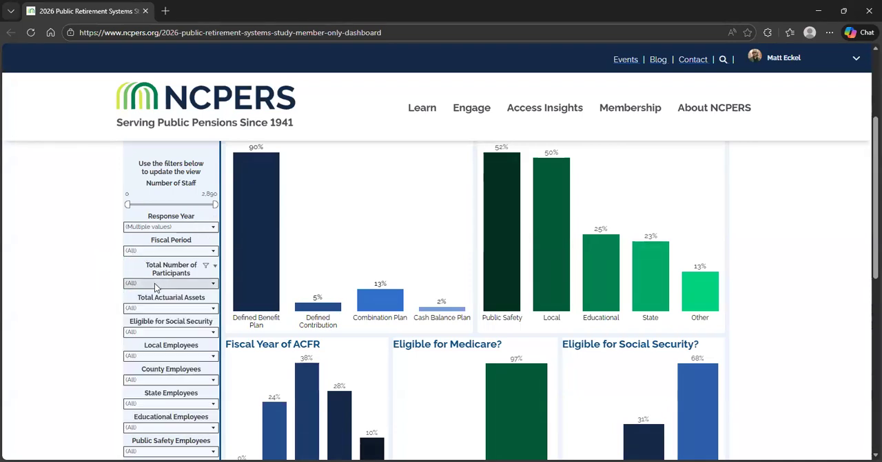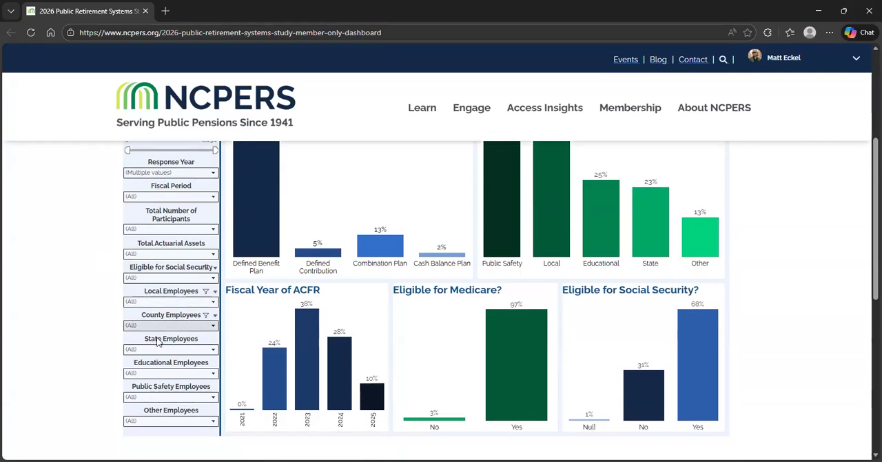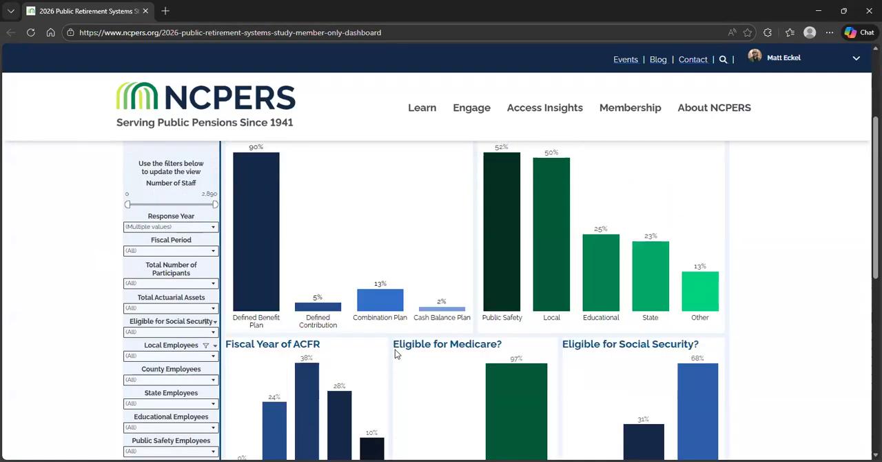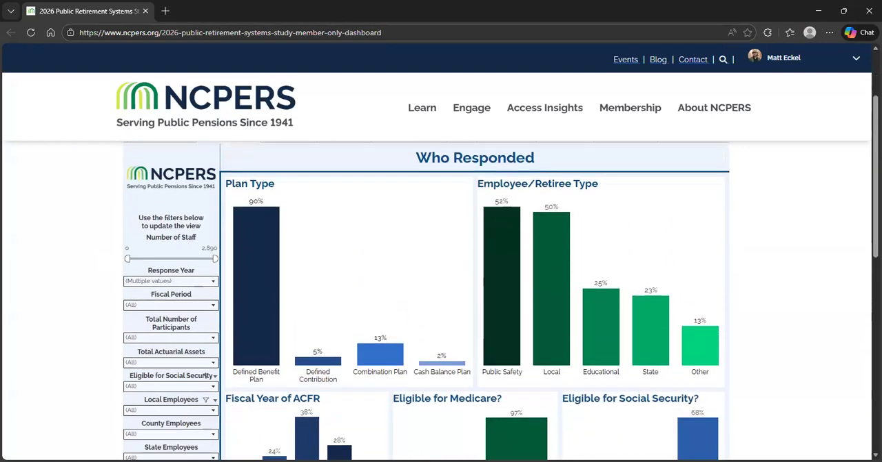You can look at total number of plan participants, total actuarial assets, whether beneficiaries are eligible for Social Security, and whether plans serve local, county, state, educational, public safety, or other categories of employees. As you adjust these filters, all charts on the page update automatically, allowing you to compare your system to a relevant peer group.